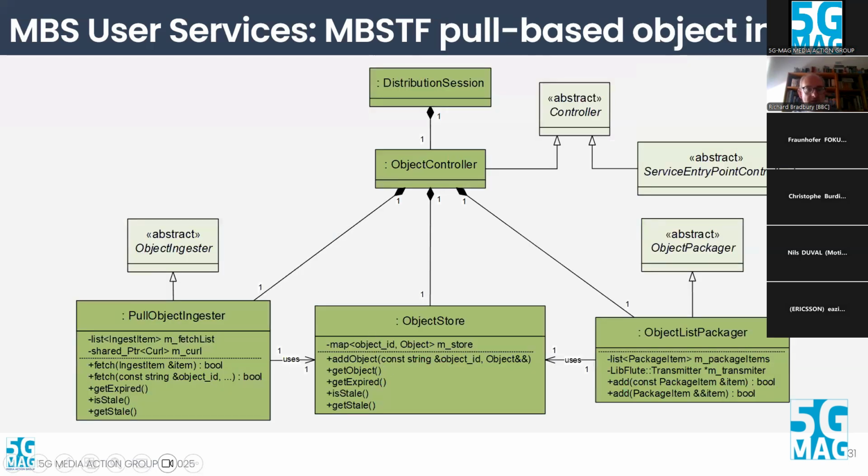That's the class diagram that we have for this simple list operation. For DASH, it's not that much more complicated. We have an ingester, push or pull, we have an object store, and we have a packager. So it's a similar kind of pattern. I think that's pretty much it.